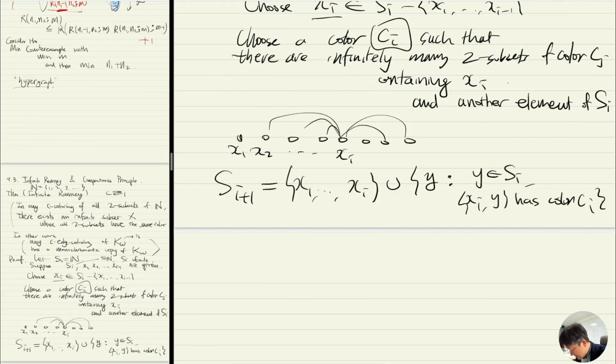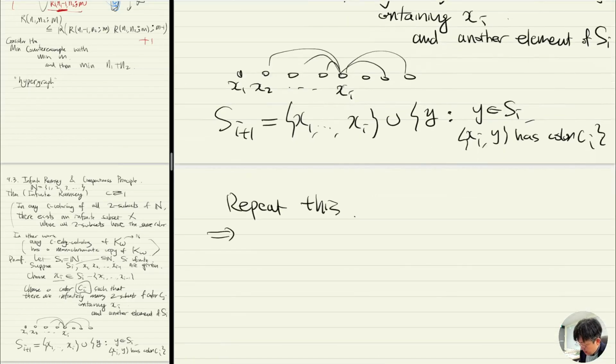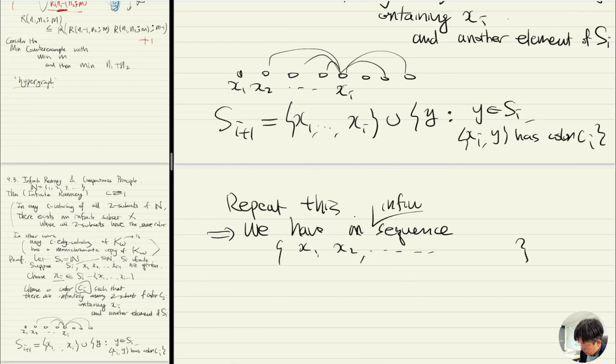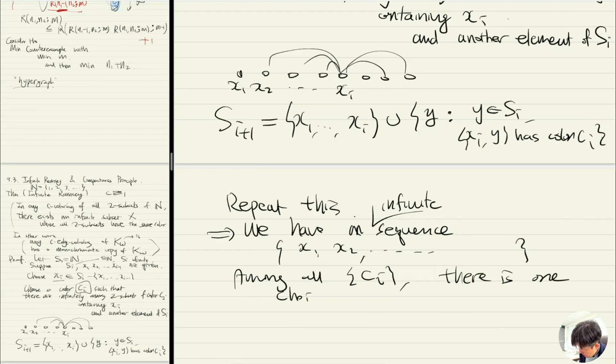So that's how I build the Si plus 1. So repeat this. Then we have a sequence x1, x2, and so on. This is an infinite sequence. So among all Ci's, there is one choice K that appears infinitely many times.